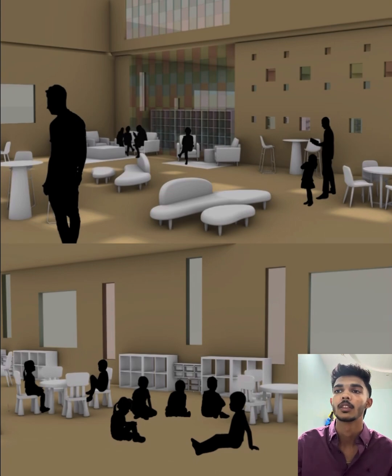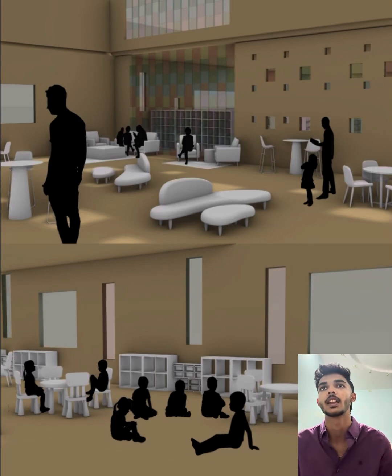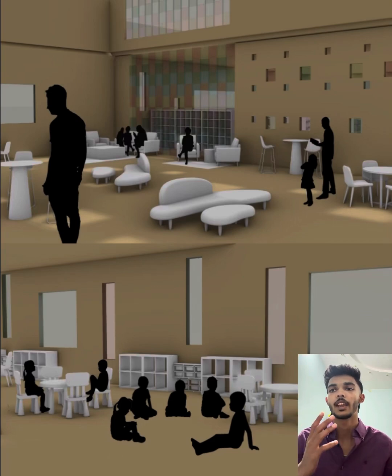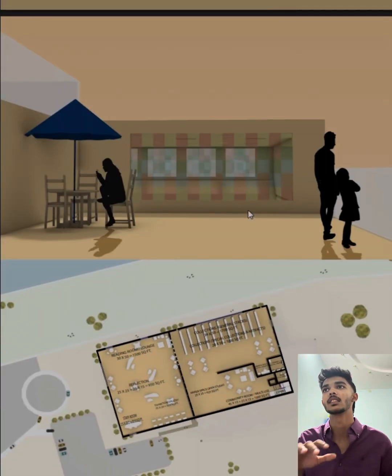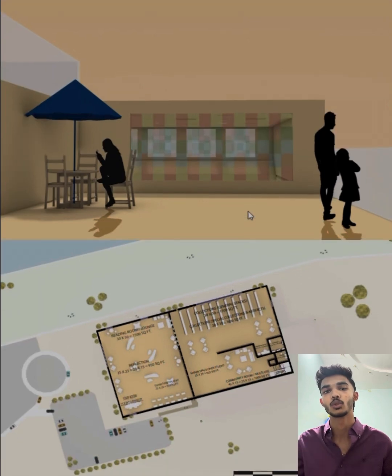From the two perspectives, with the interior view, the top one is of the hall, which is the exhibition gallery and the cafe and lounge area, where the whole section is a big open space with a double-height ceiling of 25 feet, and the whole open area is around 1500 to 2000 square feet.